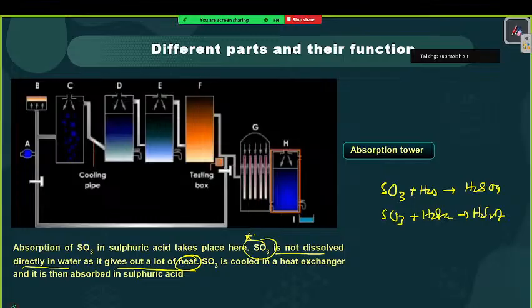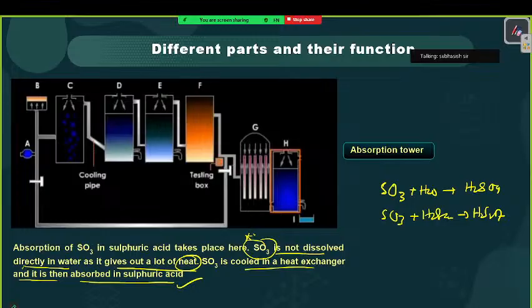Lots of sulfur trioxide is lost to the atmosphere, and that's why sulfur trioxide is not directly dissolved into water. Sulfur trioxide is cooled in a heat exchanger, and it is then absorbed in sulfuric acid. When sulfur trioxide is absorbed in sulfuric acid, that particular step can be executed easily.